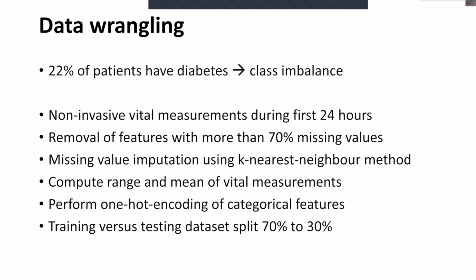So I'm going to tell you a little bit about the data pre-processing that we did during the past few days, because it was a big part of the effort we put in. So we have an imbalanced data set, which is to say that 22% of our patients are diabetic and the rest are not. We addressed this by oversampling the diabetic class and undersampling the non-diabetic class.